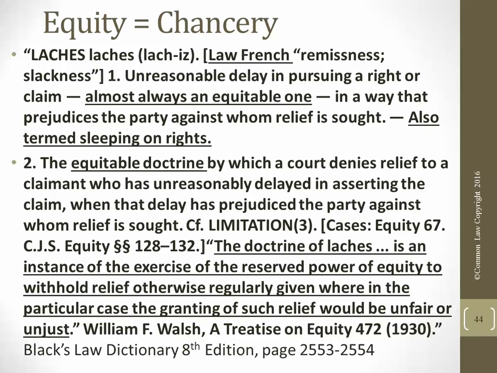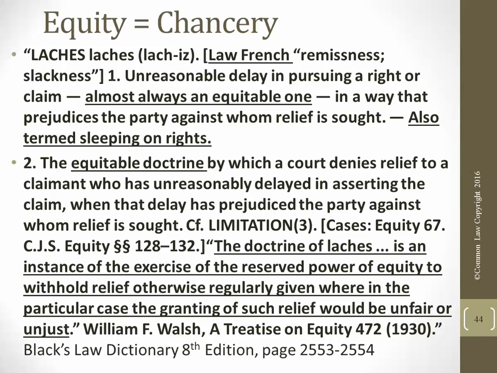The equitable doctrine by which a court denies relief to a claimant who has unreasonably delayed in asserting the claim when that delay has prejudiced the party against whom relief is sought. The doctrine of laches is an instance of the exercise of reserved power of equity to withhold relief otherwise regularly given, where in the particular case the granting of such relief would be unfair or unjust. Yeah, that poor city pig, he wants to get away with his theft.